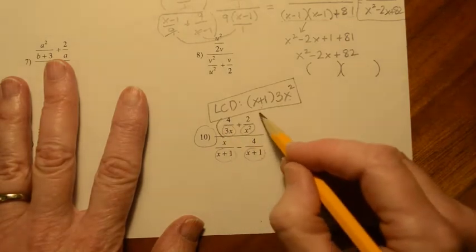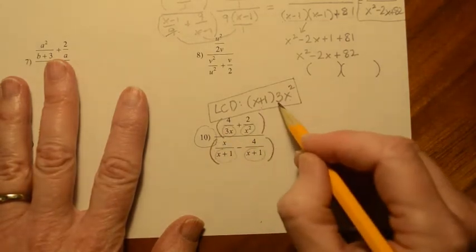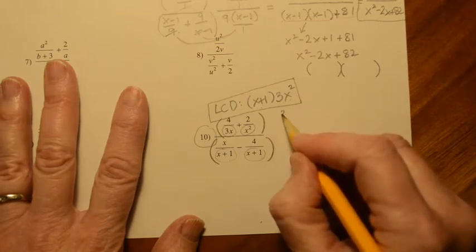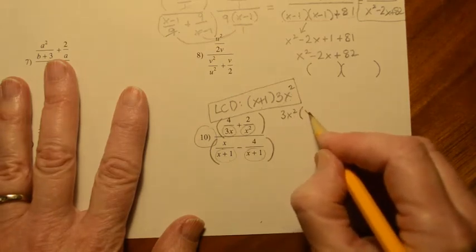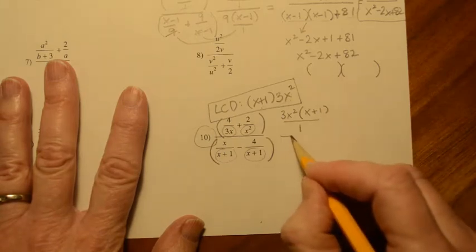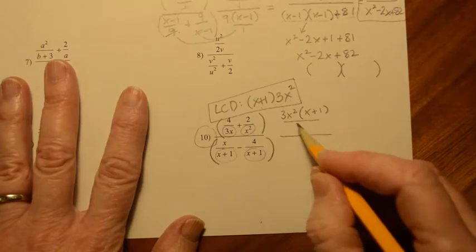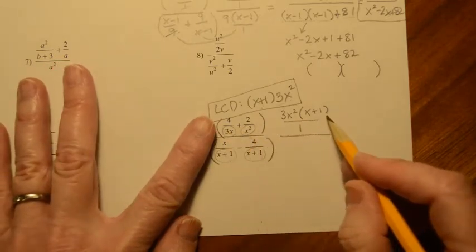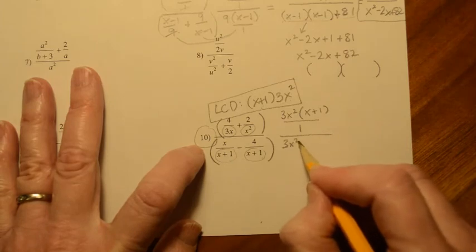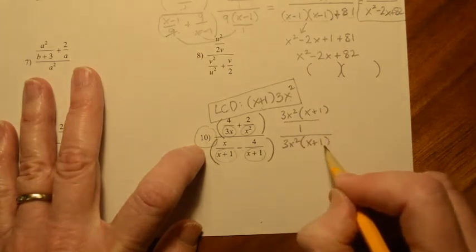So then I'm going to multiply top and bottom by this. I'm just going to rewrite this with the 3x squared out front. So this is going to be 3x squared times x plus 1 over 1. Again, you don't have to do that step of putting it over 1. I just like to see all three things as fractions. And then we've got 3x squared times x plus 1 over 1.